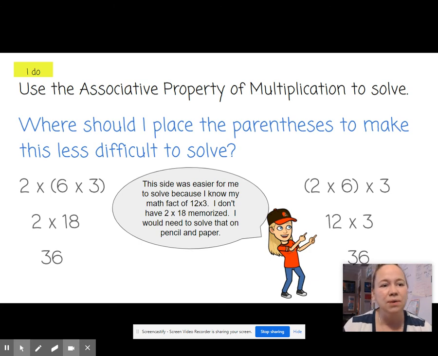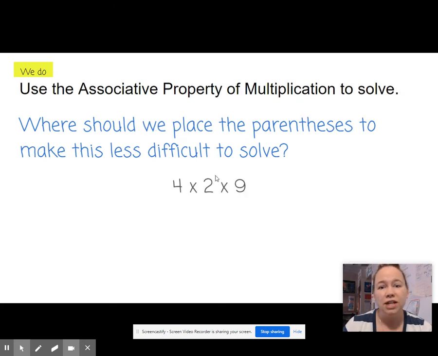So you can decide where you want to put the parentheses, friends, sometimes. So here, let's do this one together, all right? If you don't, take out your whiteboard. If you don't have it, pause the video, go grab your whiteboard, and come back. All right, use the associative property of multiplication to solve. Where should we place the parentheses to make this less difficult to solve?